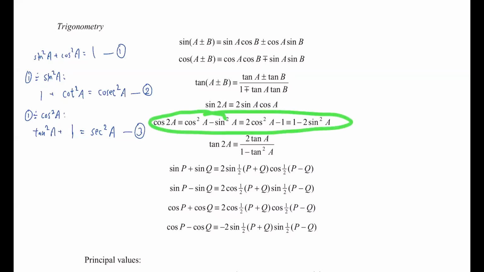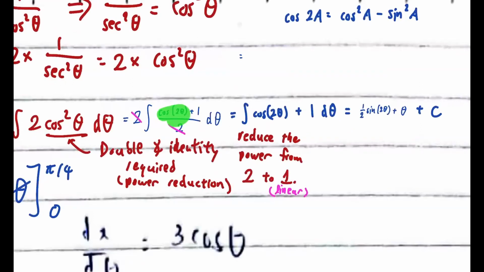So how do we use it? How do we use it to convert from cosine square into this formula here? Very simple. You just need to know that there's a cosine square, so you want to substitute cosine square. So which version of the formula? Cos square a minus sine square a? Or is it 2 cos square a minus 1? Or is it 1 minus 2 sine square a? Which is more useful? 1, 2, or 3?